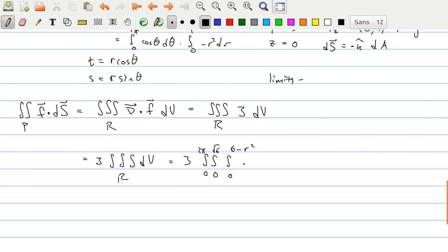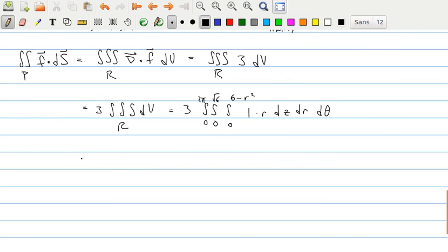Then we've got our Jacobian. We have the Jacobian from converting to u and v, which was 1. Then we need another change of variables when we switched over to polar, which introduces that Jacobian, r. Then we've got dz, dr, d theta. And now we're ready to evaluate this. So this gives us 3, integral from 0 to 2 pi, integral from 0 to radical 6. Our innermost integral is with respect to z, and r is constant, so we get r z evaluated from z equals 0 to z equals 6 minus r squared, dr, d theta.